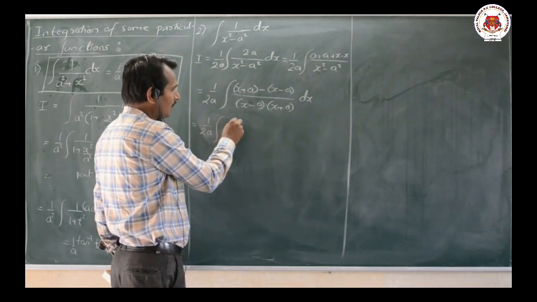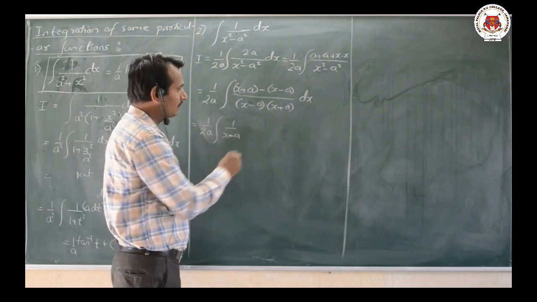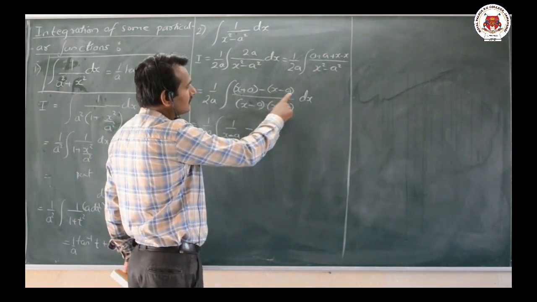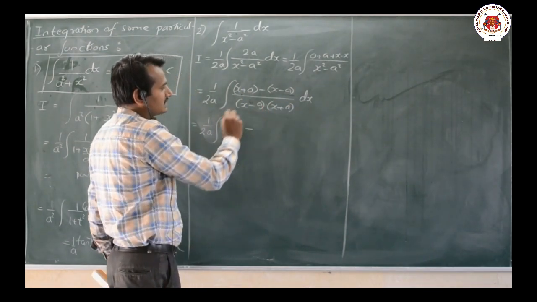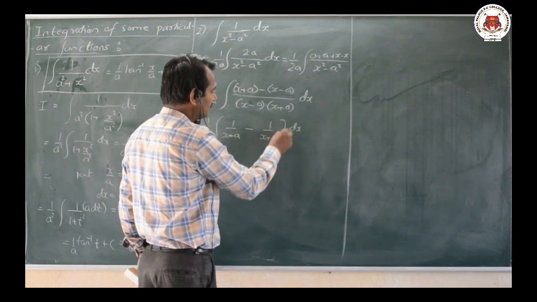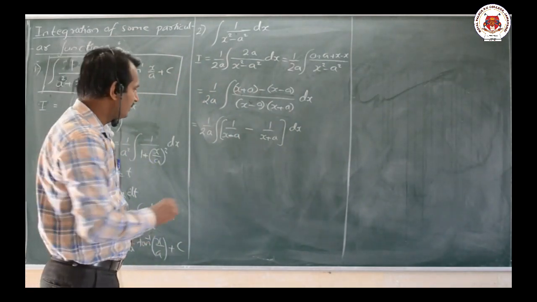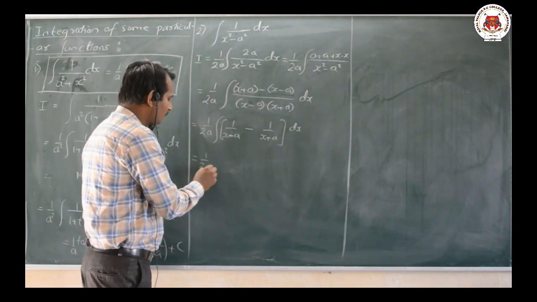Means what we get here: 1 divided by x minus a, okay, minus of this term divided by both of the terms. x minus a gets cancelled, the remaining part is x plus a into dx. Next thing is we have to just integrate it, 1 by 2a.